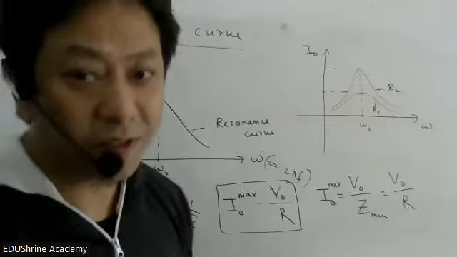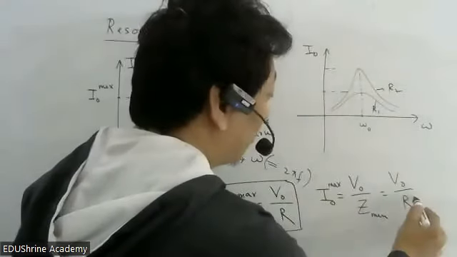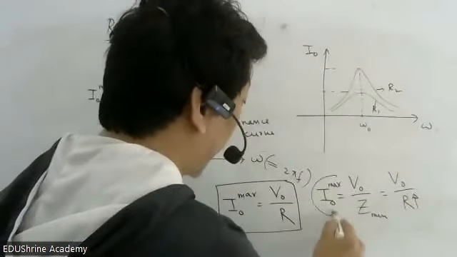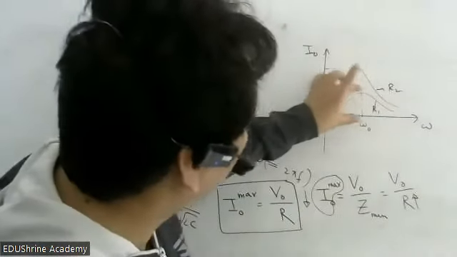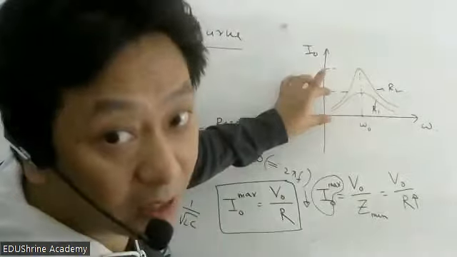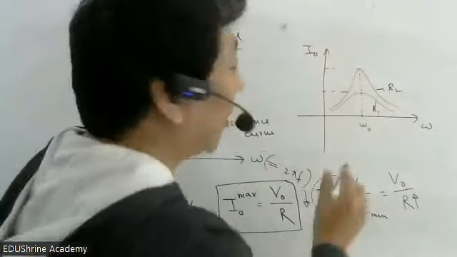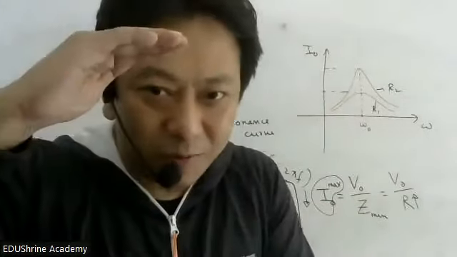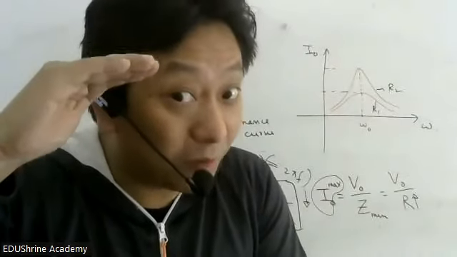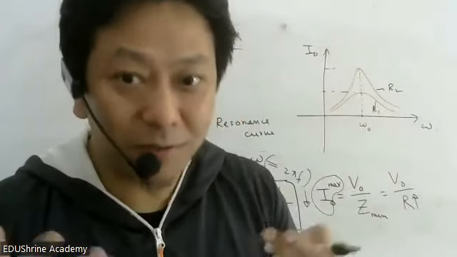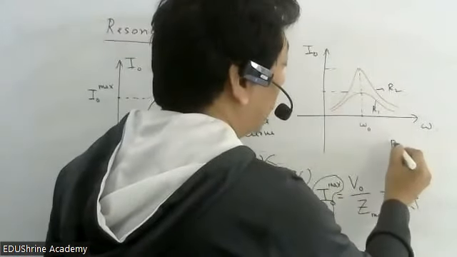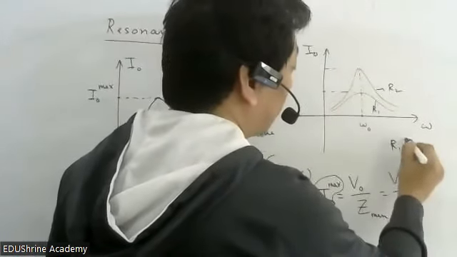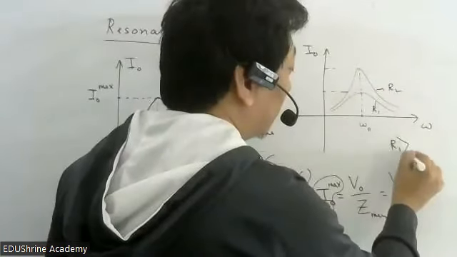Which is your resistance. So if R is more, your peak current maximum value will be less. So you can see this graph has a smaller peak value than this one. So it is understood also, if the current peak value is less, the resistance of the circuit should be more. So this one should have more resistance than this one. Akshay, understood?